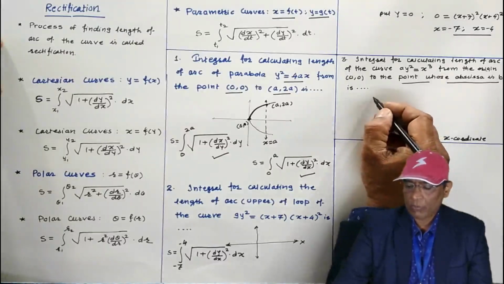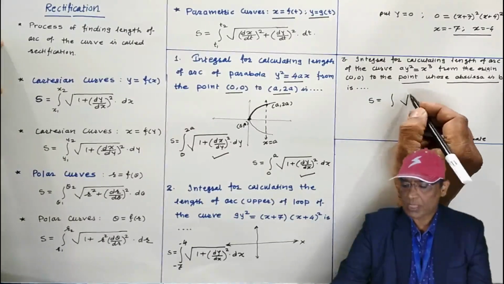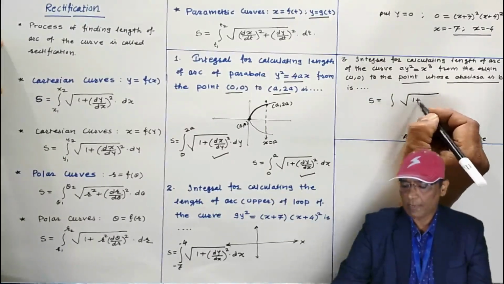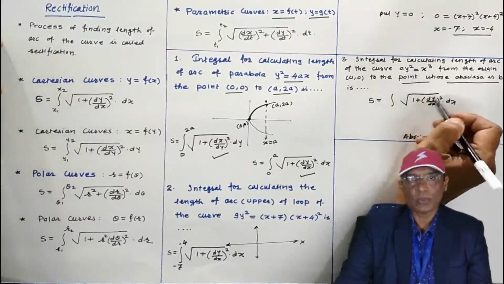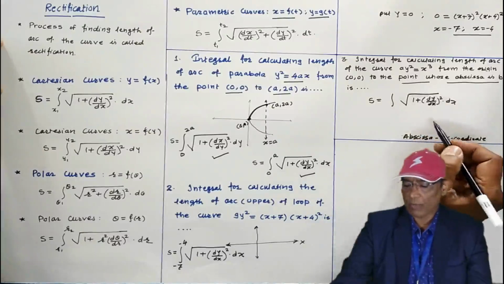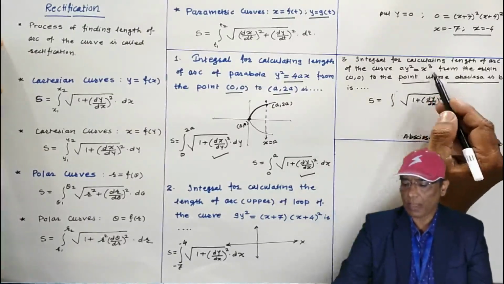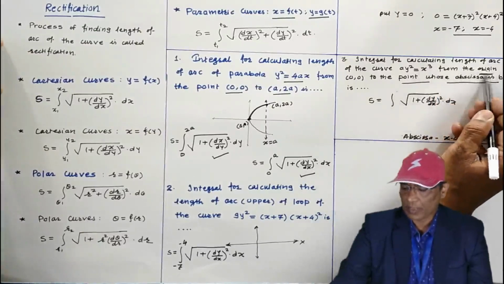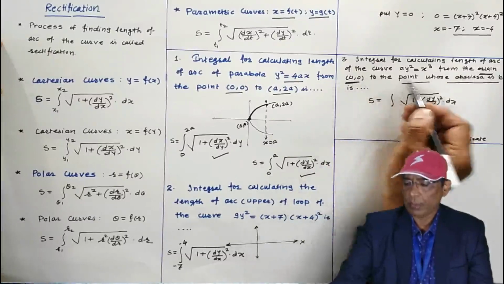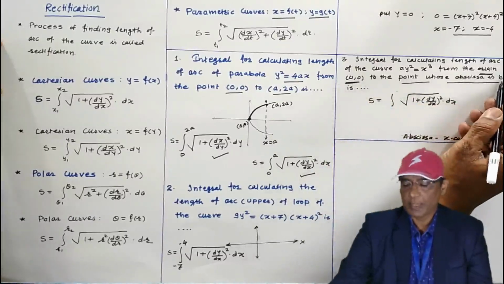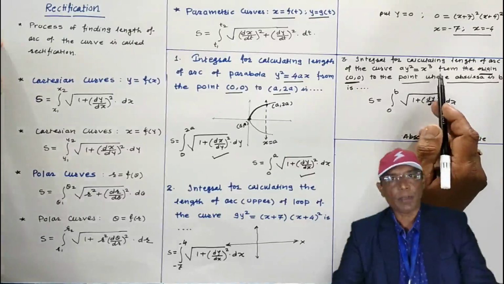Now, if I want the integral for the length of arc of the curve where y is explicitly expressed in terms of x, you may use this formula. If y is given in terms of x, you can use this formula. And now I want the limits of integration. Here we are going to calculate the length of arc from the origin (0, 0) to the point whose x coordinate is b. So this is the integral which will be used to find the length of arc of the curve.